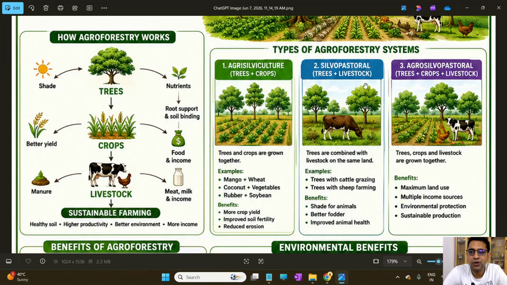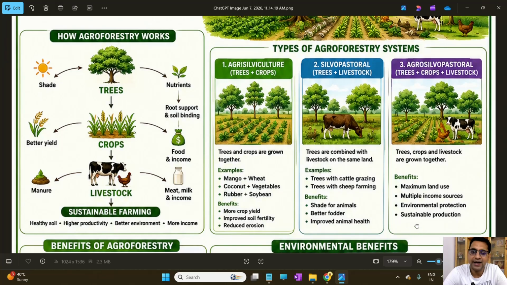In the silvipastoral, trees and livestock are grown together. Trees are combined with livestock on the same land, like trees with cattle grazing, trees with sheep farming. So it provides shade for the animals, better fodder facility, and improves animal health. Then in the agro-silvipastoral, trees, crops and livestock are all grown together. That means trees will be there, crops will be there, animals will be there. So this provides maximum land use, multiple income sources, environmental protection and sustainable production.